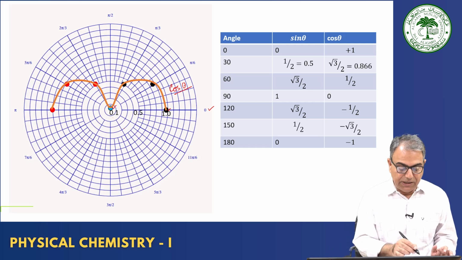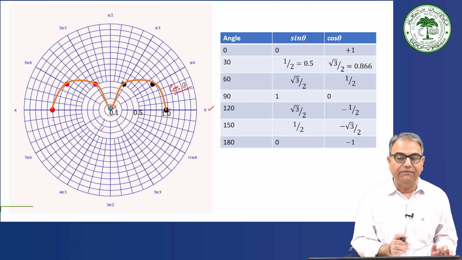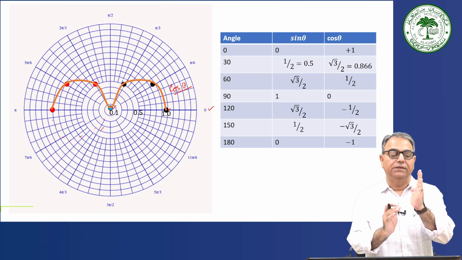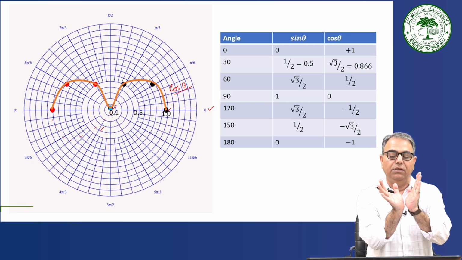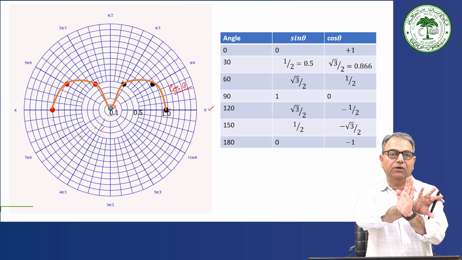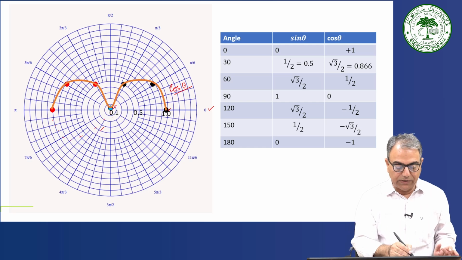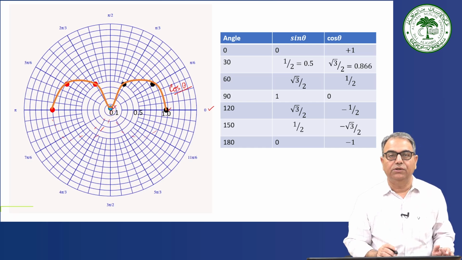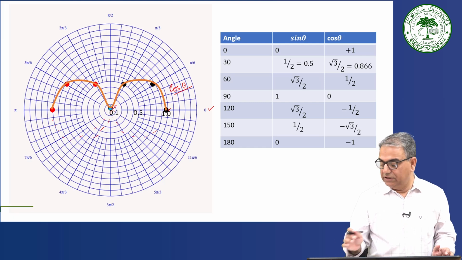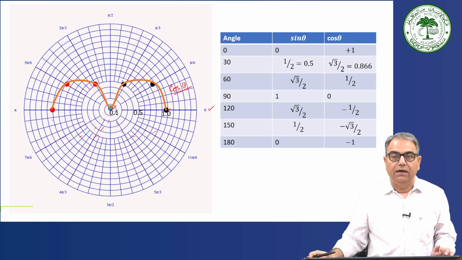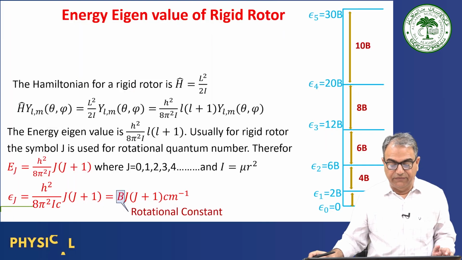You can have a similar plot on this side also, because it is a cos theta plot, and the theta value, I said, is the angle between the z axis and your r value. So this r could be on this side, this r could be on this side. So a similar plot you can get here also, in this direction also. This is how we get the angular dependence of the wave functions.